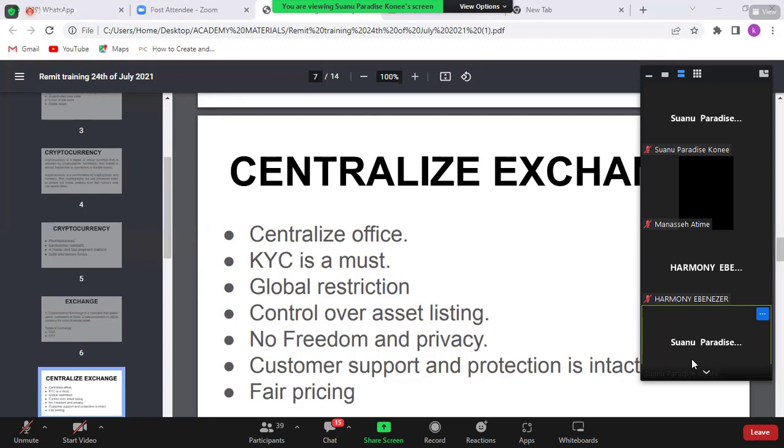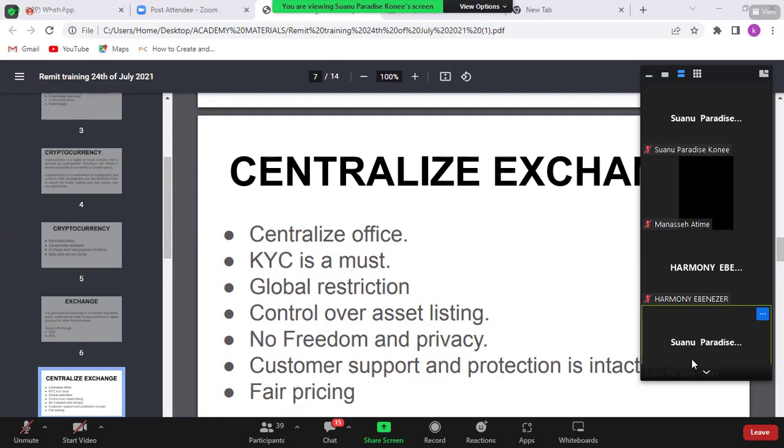So if you know that your identity is not private, if you know your identity is public, it is open to the devs or the developers of the exchange you are using, it will make you not to scam people on the exchange.